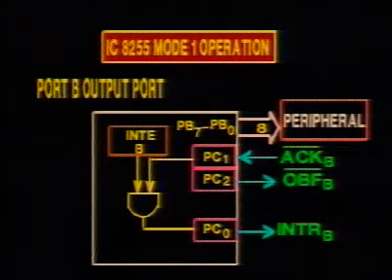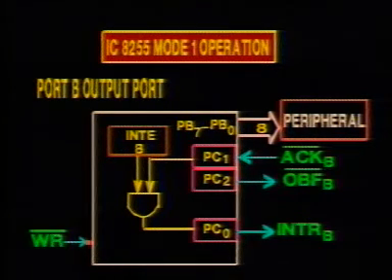When the CPU is ready with a byte of data, it writes into port B. In response, the 8255 lowers its output buffer full signal. The peripheral, sensing this, reads data from port B. After reading, it lowers the acknowledge signal. After receiving the acknowledge signal, the 8255 raises the interrupt request signal. This interrupt may be used to get the next byte from the CPU.